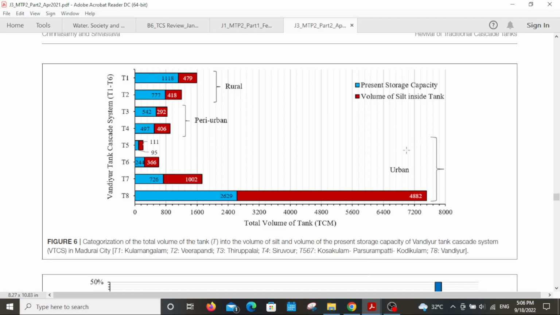If you see here in the urban tanks, the silt content is very significant. For example, here we see the Vandiyur tank, and the volume of silt is very huge. It is more than double the total storage capacity of the tank. So we also identified that the high quantity of silt in the tank is one of the concerns behind the low storage potential of this tank cascade system.